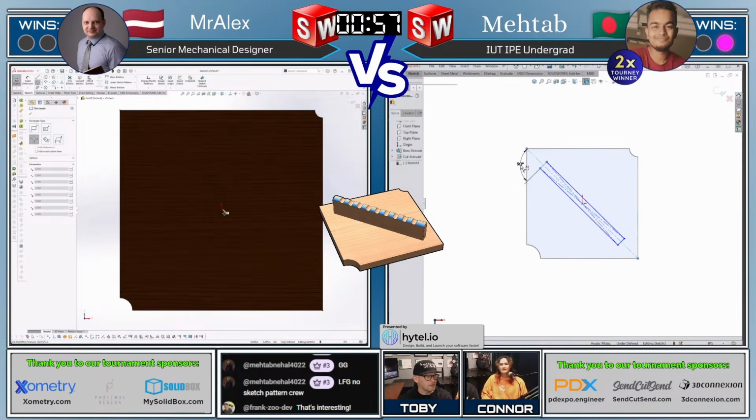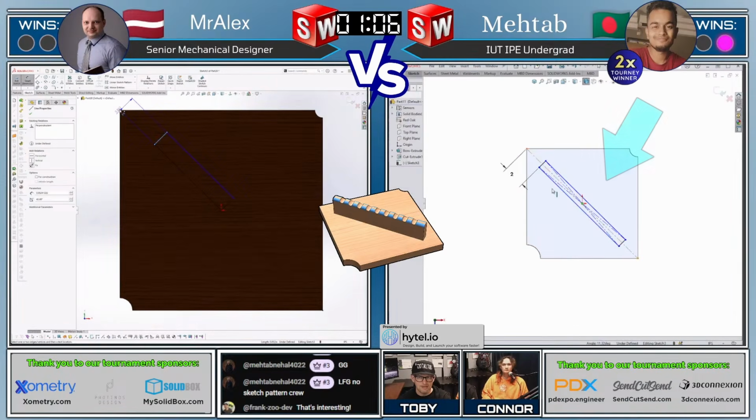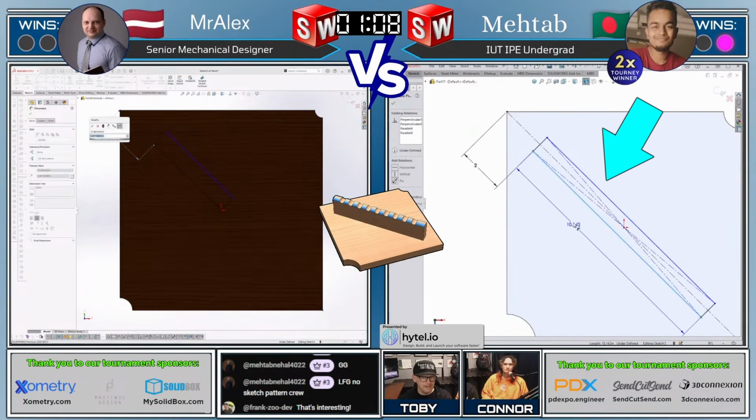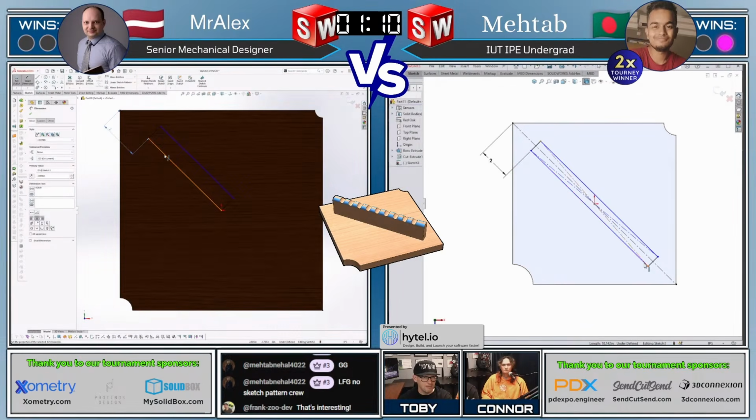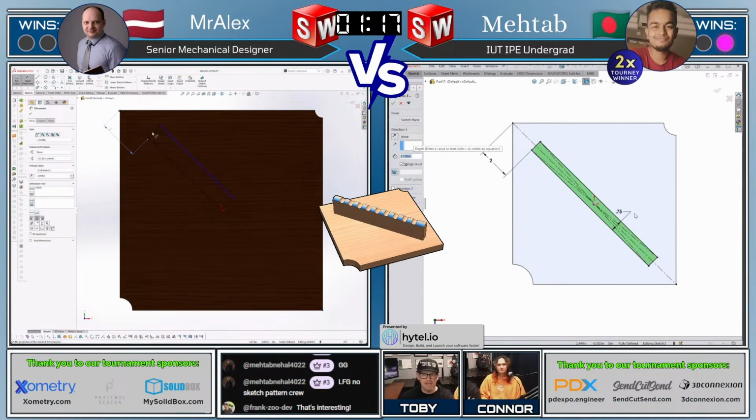Yeah. Both of our runners trying to model this thing up. This is a router table jig. This is a thing you would make out of wood so that you can continue working with wood, keep your parts square. And we see Mehtab here getting that rectangle in place on his. We see MrAlex getting that rectangle in place on his. Both these guys trying to figure out what is the best way to locate this thing.